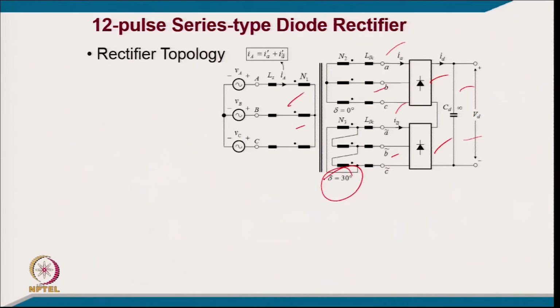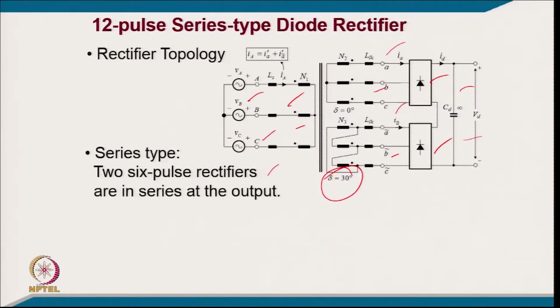That serves the purpose of phase shifting, and because of this phase shift you are able to get 12 pulses in the output voltage, and quite good current with reduced harmonics. Typically, harmonics lower than the 11th are eliminated, and you have a band of 12n plus minus 1. So, 11 and 13, and the next set will be the 23rd and 25th.